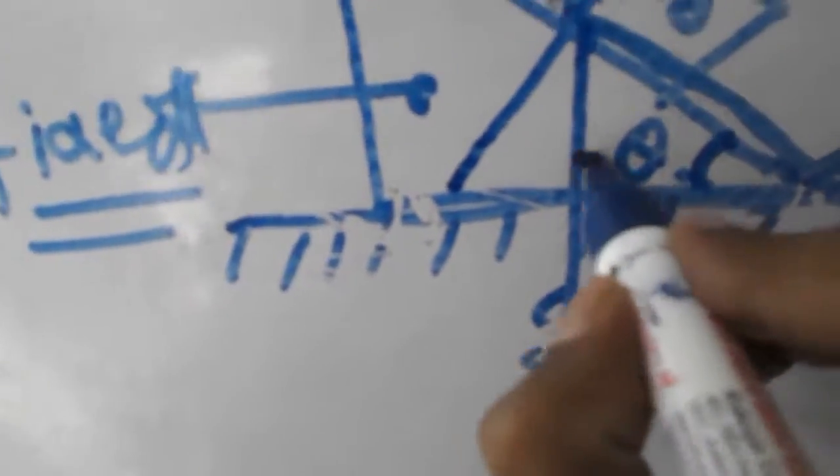And this angle is theta. So this angle will be 90 degrees, this angle will be 90 minus theta, and so this angle should be theta. I should not do it here.